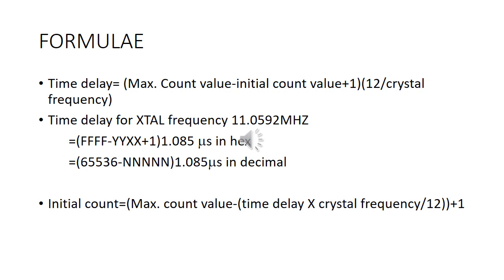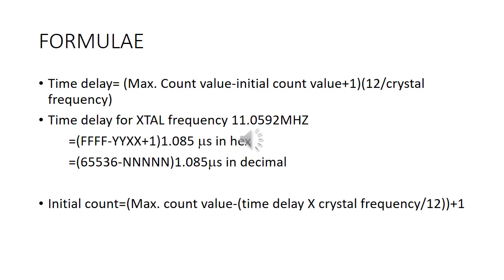This 1.085 microseconds depends upon the crystal frequency you connect to the 8051 microcontroller. If it is 11.059 megahertz, the time period will be equivalent to 1.085 microseconds. If the frequency changes, then this time period also varies. This formula is in terms of hexadecimal. If you want to calculate the time delay in decimal, the time delay will be equivalent to 65,536 minus n, multiplied by 1.085 microseconds, in terms of decimal.